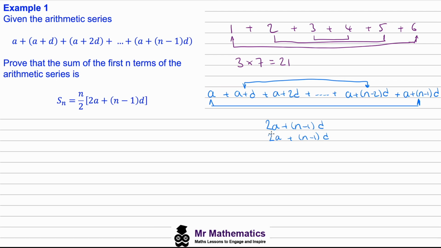But now the question is, how many pairs are there? Well, there are n terms in our sequence, so the number of pairs will be n divided by 2. And we'll have this many lots of 2a plus n minus 1 d. And this will give us the sum of the arithmetic series. So hopefully now you've got a better idea of where this comes from. In example 2, we're going to look at how we apply this.